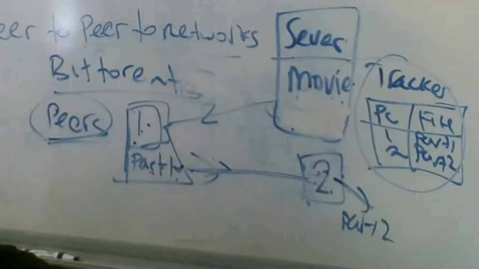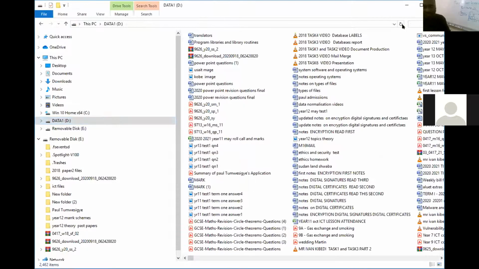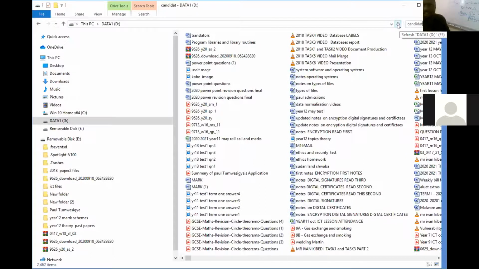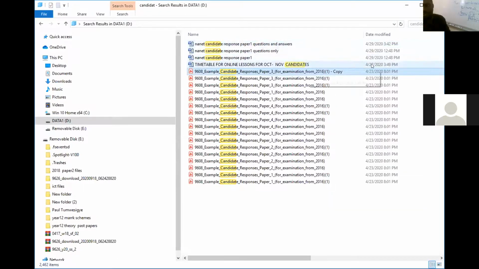Then we had some other terminologies. I don't know whether you guys remember. Let me get them here. They list them here very well. Give me a second.